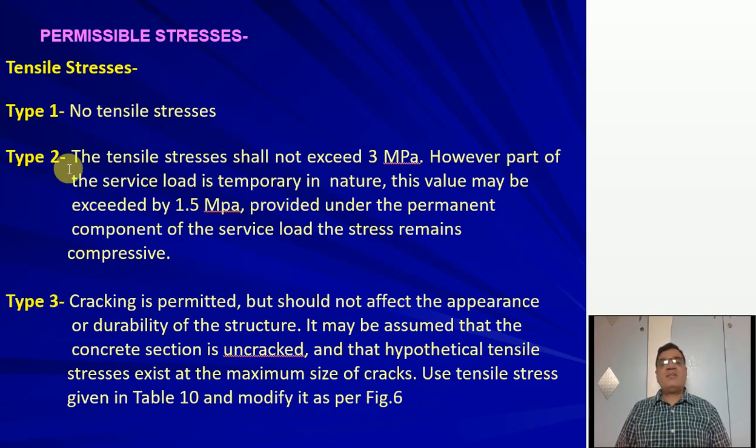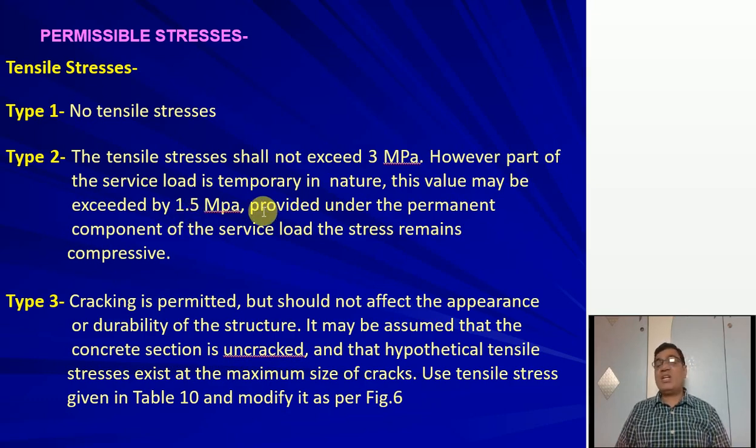Type 2, in that some tensile stresses are allowed. How much? The tensile stress shall not exceed 3 MPa. That means it's minus 3 Newton per mm square, okay, at the bottom phase. However, part of the service load is temporary in nature. This value may be exceeded by 1.5. That means if some part of the load is temporary, then you can increase that value from 3 to 4.5 Newton per mm square.